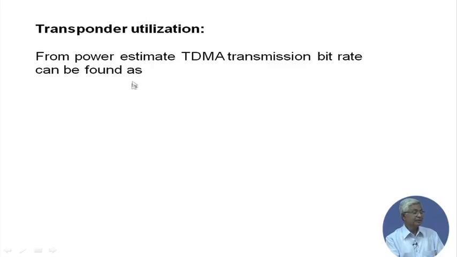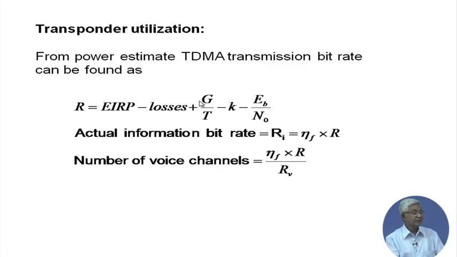TDMA transmission bit rate can be found from the power estimate. We remember this expression: C by N naught is EIRP plus G by T minus losses minus K, and C by N naught is Eb by N naught plus R. So, keeping the bit rate R on the left hand side, we bring the Eb by N naught to the right hand side. In dB the expression becomes: the transmission bit rate is equal to EIRP from the satellite minus the downlink losses, plus G by T of the receive station, minus the Boltzmann constant, minus Eb by N naught. But the actual information rate, the useful bit rate, is much less because overhead bits are there.